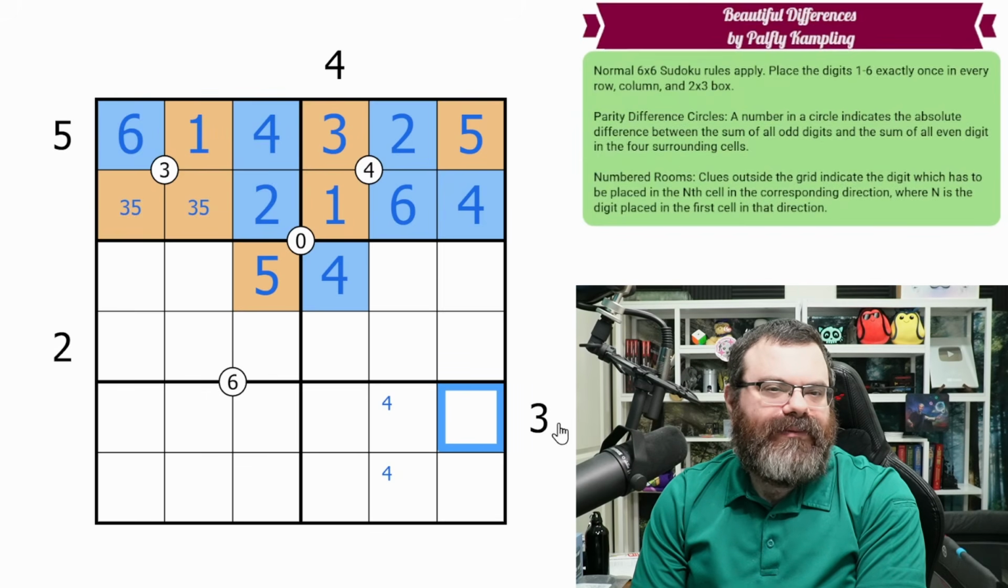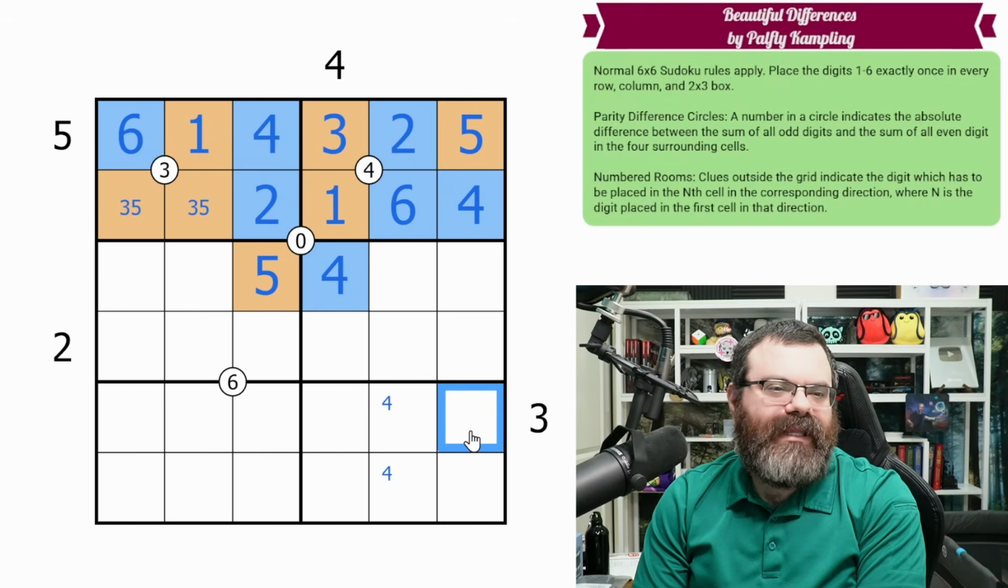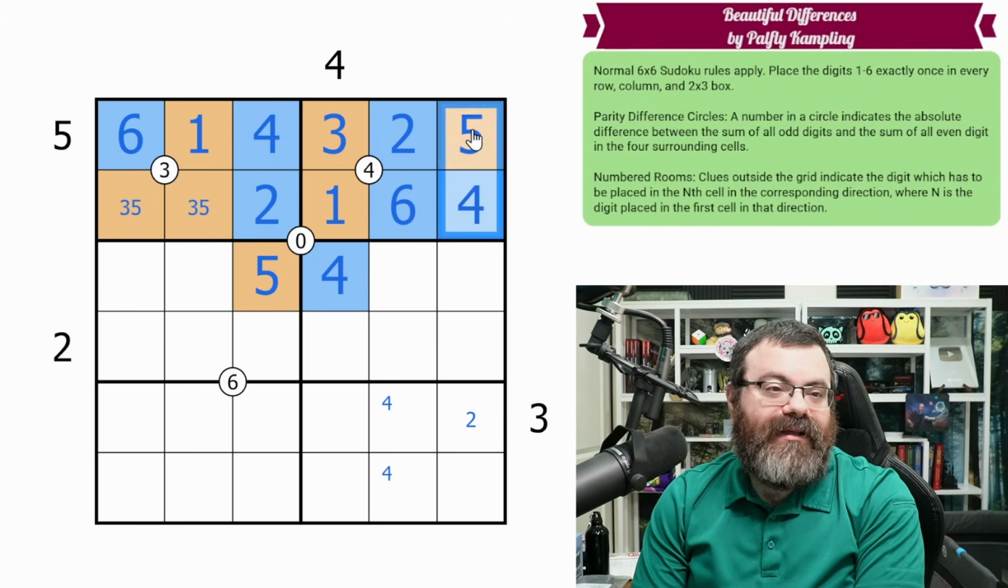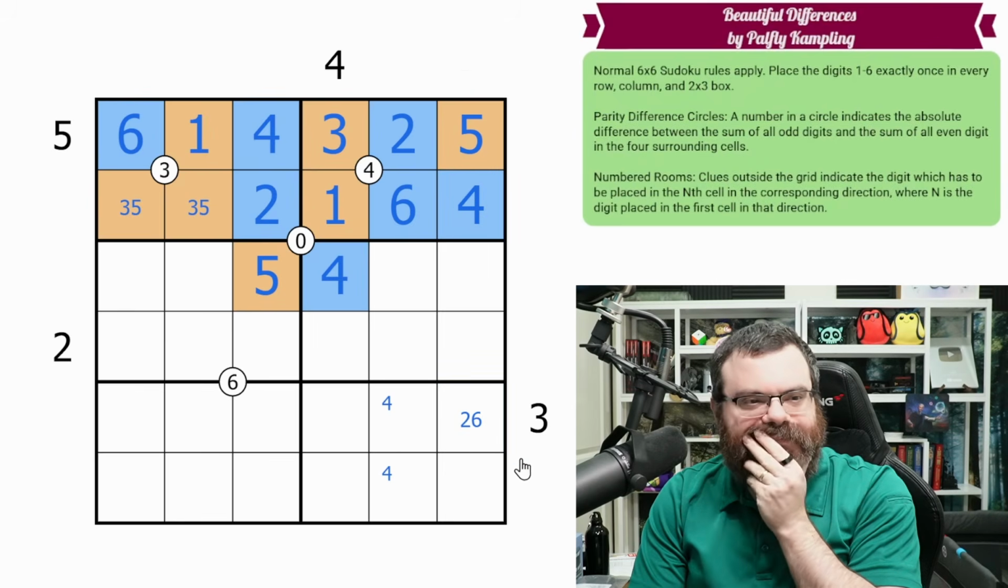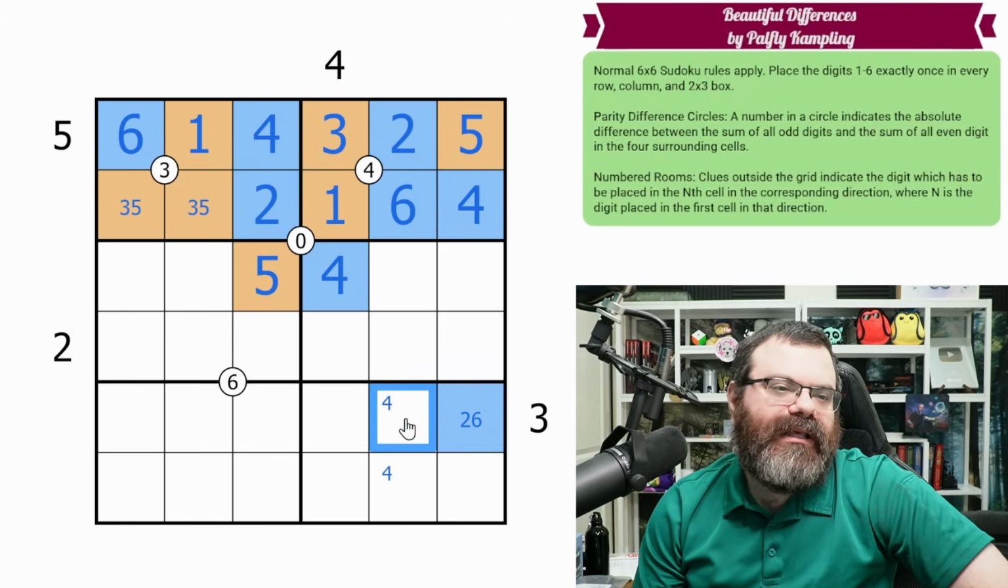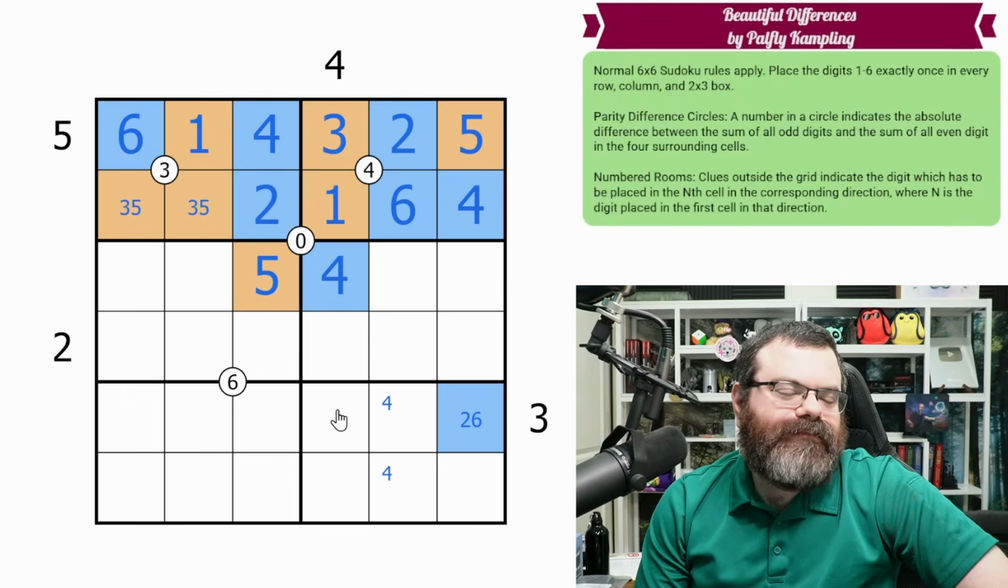All right. We know this isn't 1 or 3 or 4. So it's down to 3 digits. It's not 4 or 5. So it's 2 or 6. It's not 1 because the numbered room. It's not 3 because the numbered room. And it's not 4 or 5. Okay, so it's even. Is it the 6? Is it the 2 here?